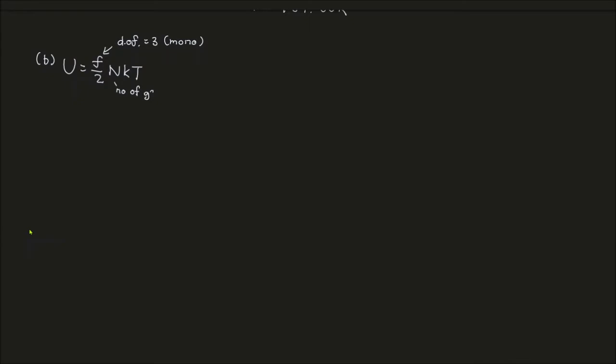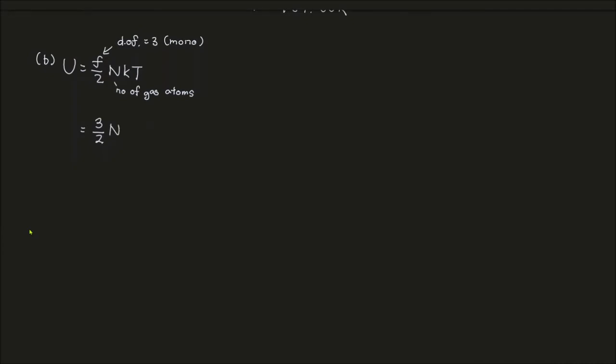Number of gas atoms, how do you find it? We have to find it using the information given, which is 1 mole of monoatomic gas. Then this one should be Boltzmann constant, this one should be temperature, not much problem. So substitution, 3/2, then N. How do we find N? This one, let's just keep it first.